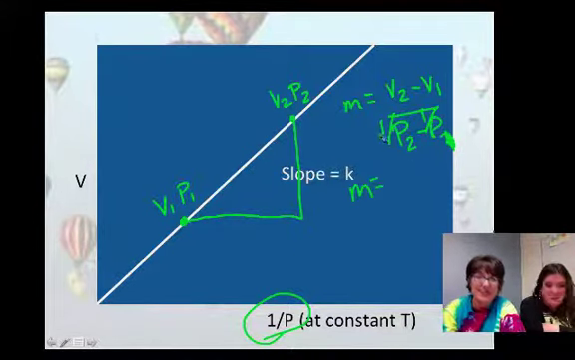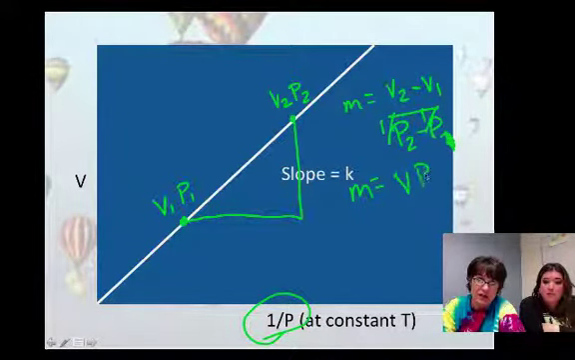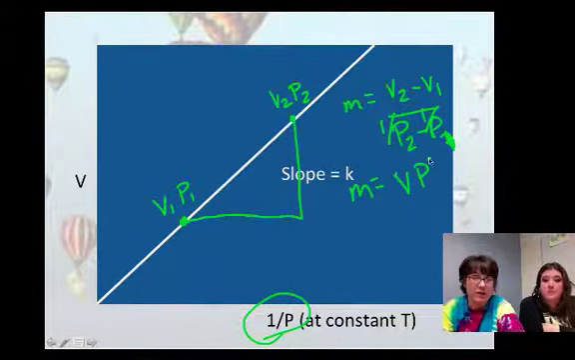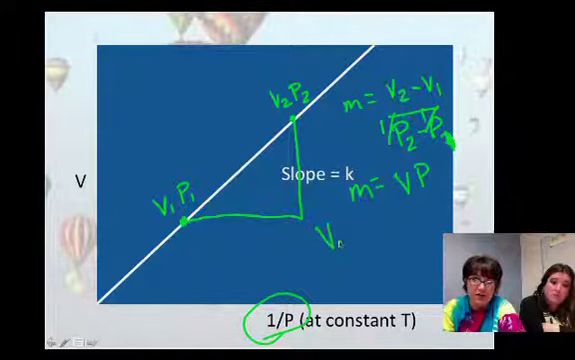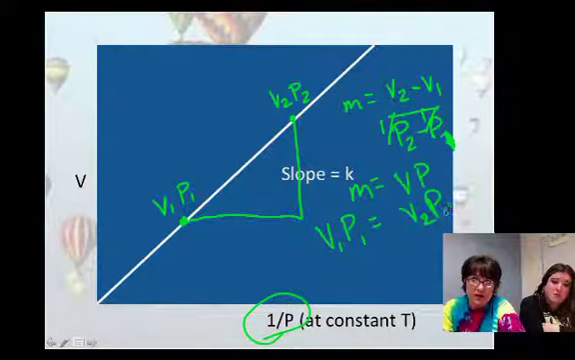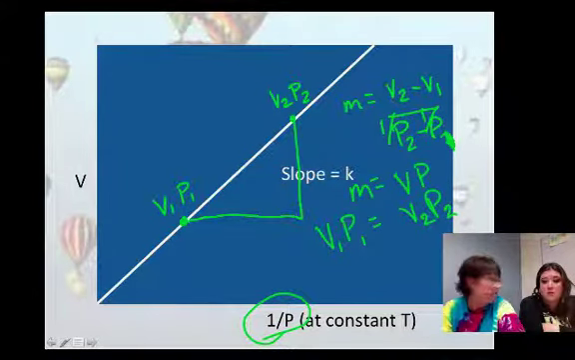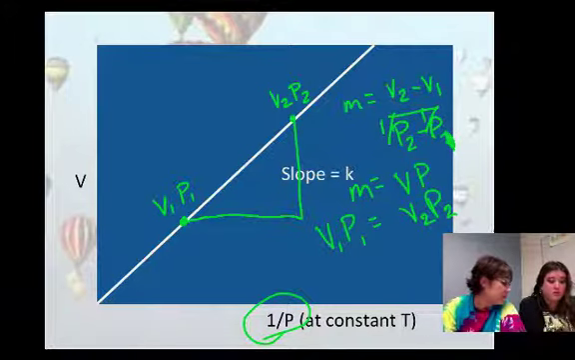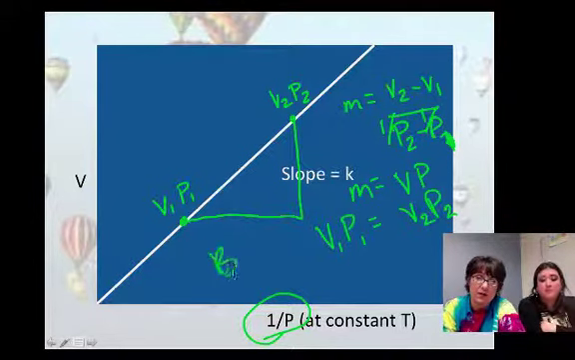Since it's 1 over P1 and 1 over P2, our constant, if you take a fraction in the denominator, is pressure times volume. Copy, dot, flip. So we would express this as V1 times P1 equals V2 times P2. And that's Boyle's Law. Is that what we had before? Yes, that's what we had before. That's what Boyle's Law says.